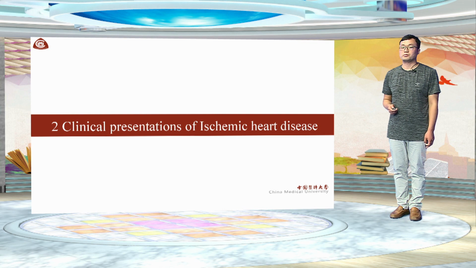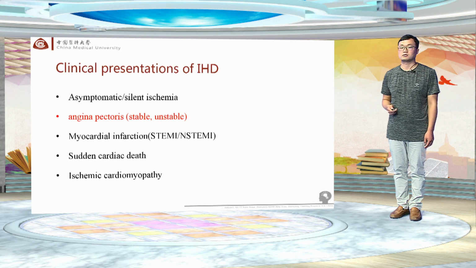Part 2. Clinical presentations of ischemic heart disease. As we know, there are several types of ischemic heart disease, and we summarized them into the following 5 types. The first one is silent ischemia. The second one is angina pectoris, including stable and unstable, which is the major content of this class. The third one is myocardial infarction, which is the major content of the next class. The fourth is sudden cardiac death, and the last one is ischemic cardiomyopathy.